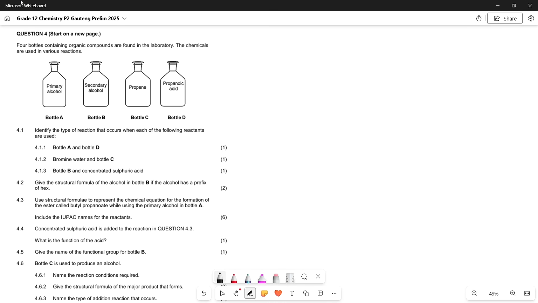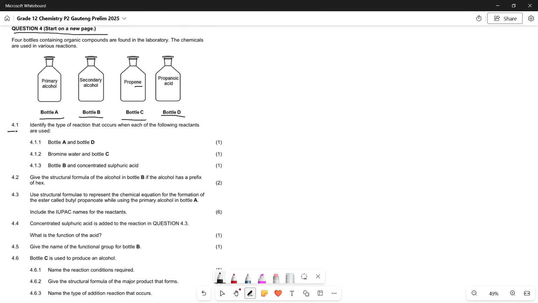Question 4. So this is the types of reactions question over here for organic chemistry. So it says 4 bottles containing organic compounds are found in the lab. The chemicals are used in various reactions. So we have A over here is a primary alcohol, B is a secondary alcohol, C is propene, so a double bond over there, and D is propanoic acid, a carboxylic acid. So 4.1 says identify the type of reaction that occurs when each of the following reactants are used: bottle A and bottle D. So we have an alcohol and a propanoic acid, so our carboxylic acid.